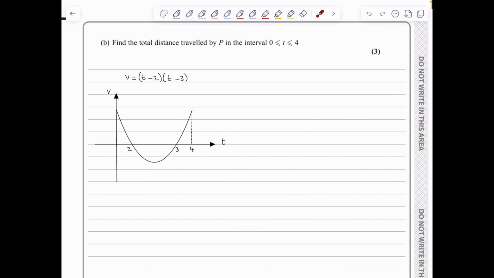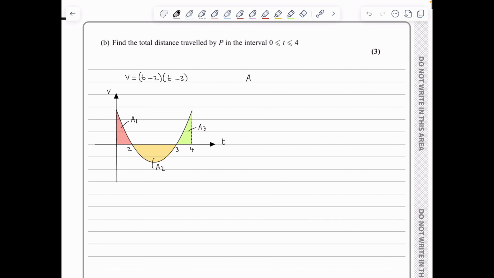Now to find the total distance covered, I need to calculate these three areas here. I cannot go with an integral from 0 up to 4 because the area between 2 and 3 will contribute negatively and will give a distorted answer. I will instead split this into 3 regions as shown highlighted here, which I will call A1, A2, and A3. Each of these will be found by integrating the same expression but with different limits.